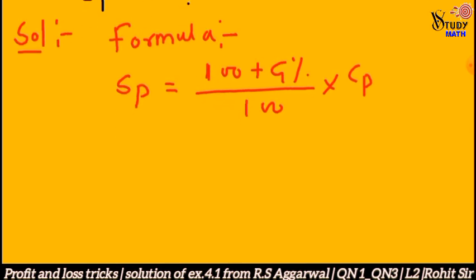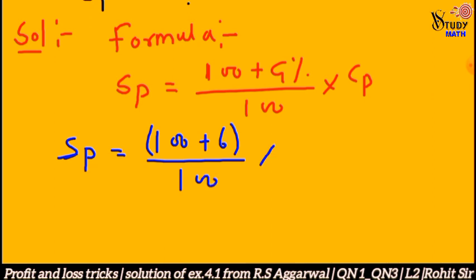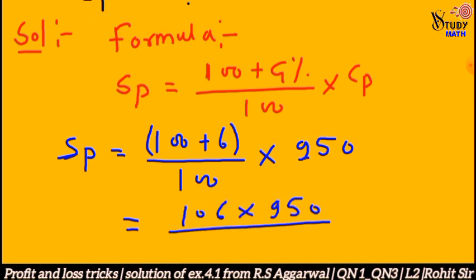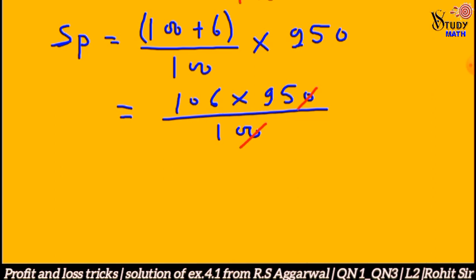Let's fill the values. So SP will be equal to 100 plus 6, small bracket close, multiply 950 upon 100. Now we have 106 multiply 950 upon 100. Now this 0 cuts this. Let's do the calculation. So here we cut this 10 by 5 2 times, and this will be cut 19 times. 19 5s are 95. This 2 cuts this one, 5 3s are 53. So now we have 53 multiply 19.